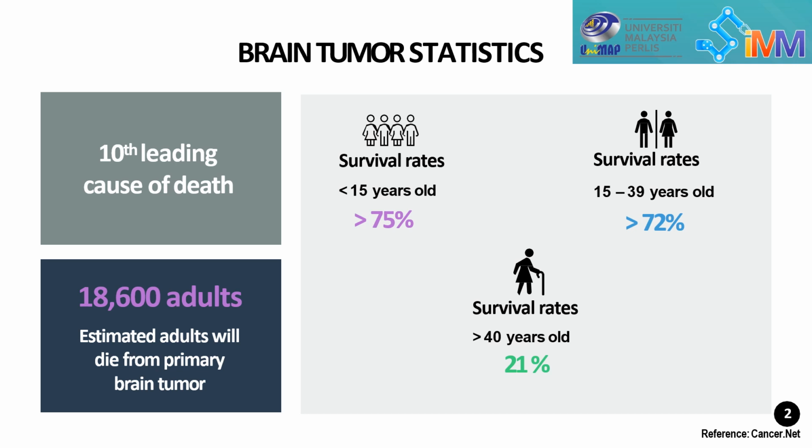Brain tumor is a type of brain cancer. It is the 10th leading cause of death in the world. It is estimated that about 18,600 adults will die from primary brain tumor. For patients aged 15 years old and below, the survival rate is more than 75%. For patients between 15 and 39 years old, the survival rate decreases slightly, to about 72%. And for patients 40 years old and above, the survival rate decreases rapidly, to only 21%.